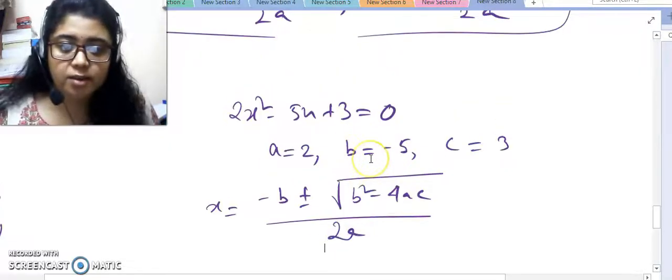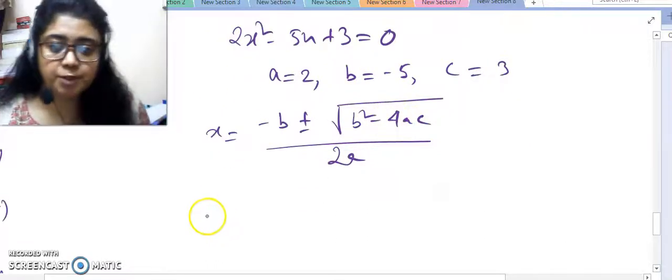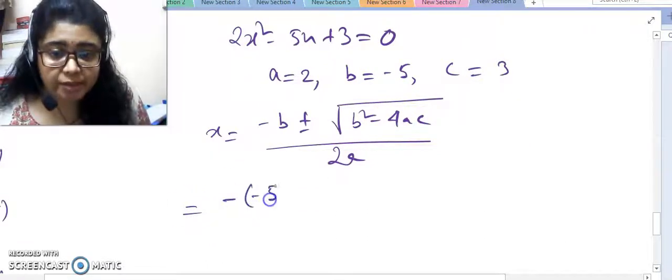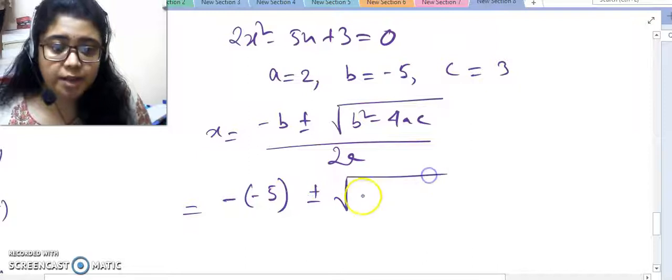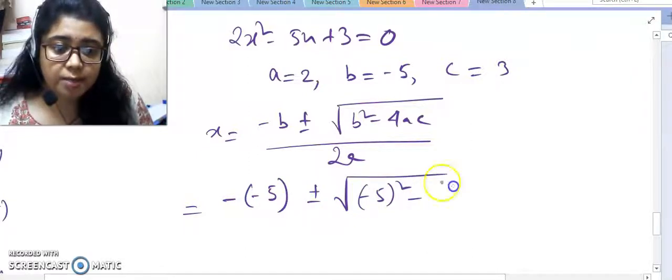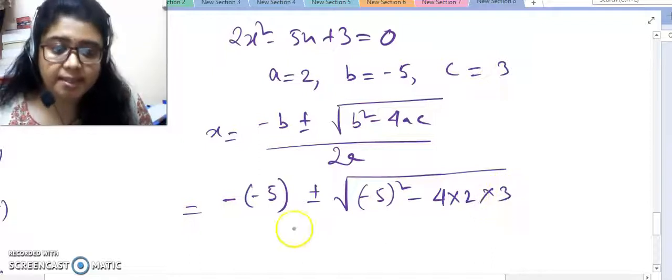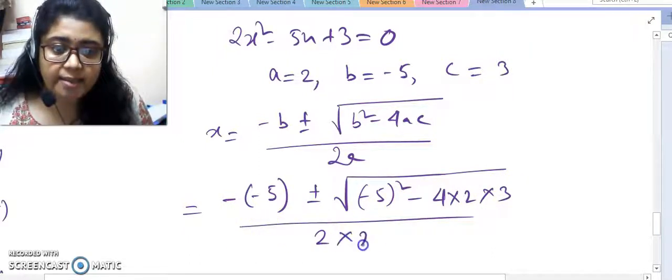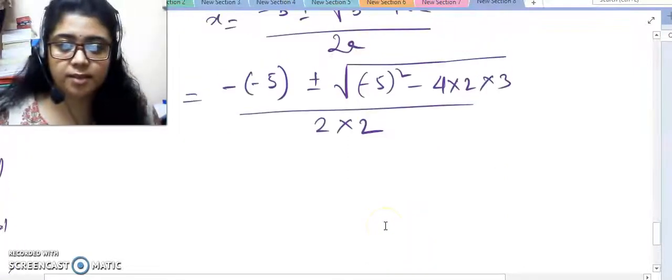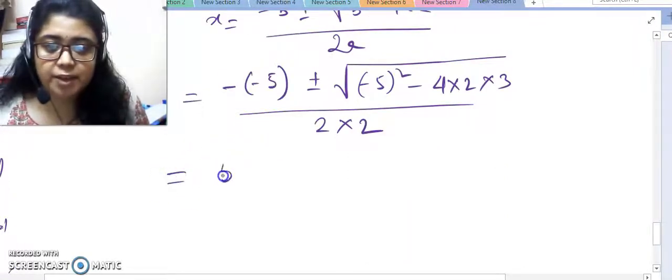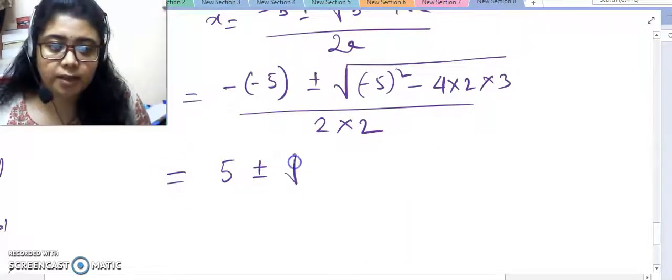Okay. So now in place of b, what should you put? Yes, minus of minus 5 plus minus root of minus 5 whole square minus 4. What should be your a? 2. What should be your c? 3, divided by twice a. A is 2. Okay. Now you just calculate it. Minus minus 5 plus. Okay. 2, 5.